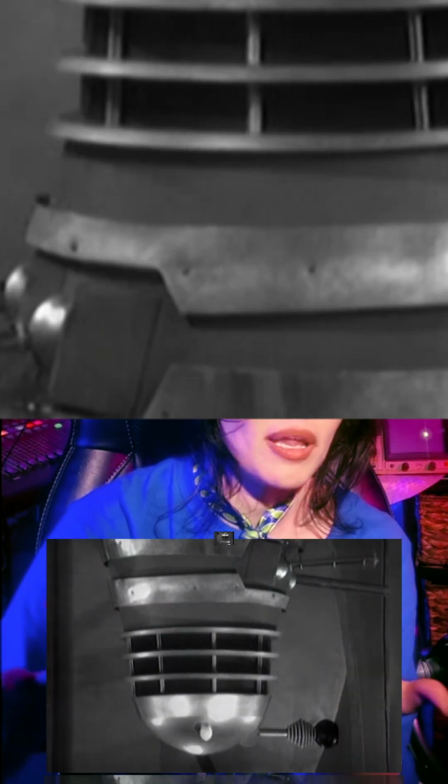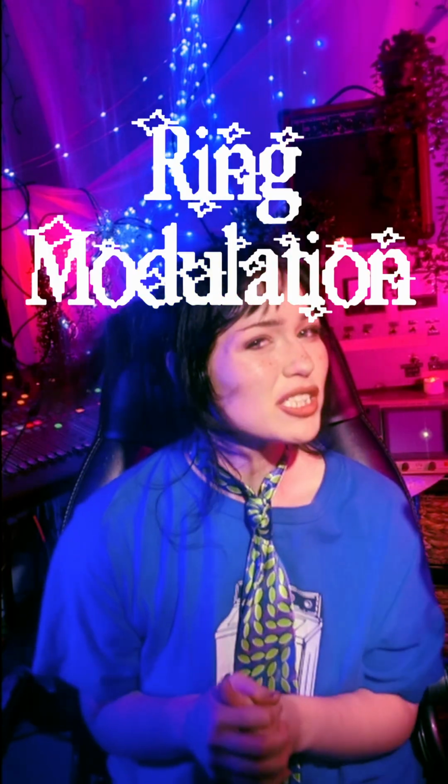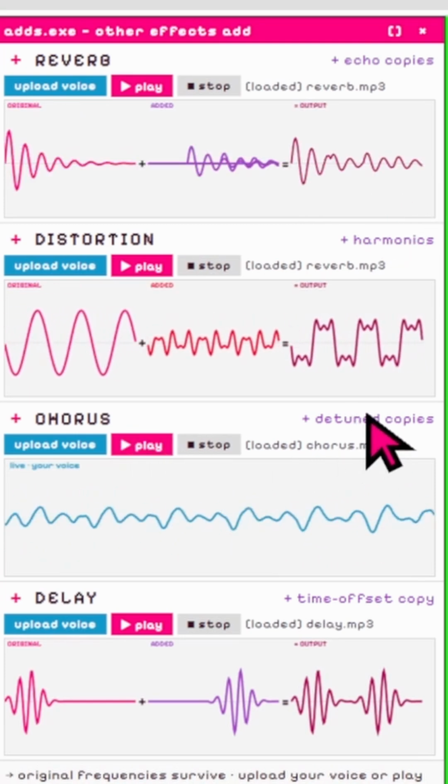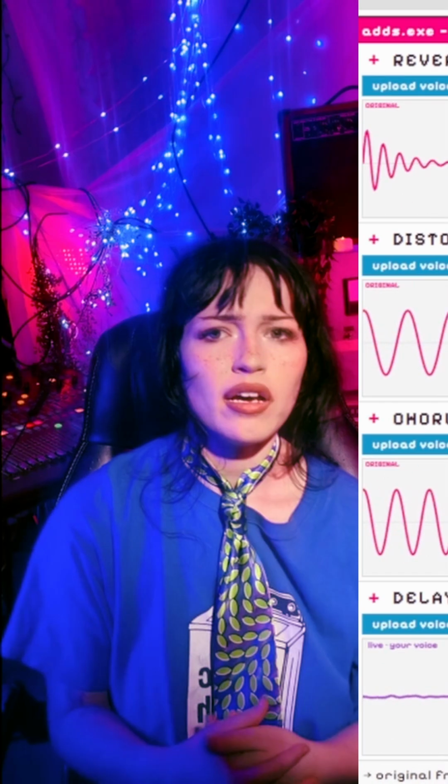And this box does exactly one thing. It multiplies. Sophie here, let's talk about ring modulation, some of the strangest math in audio. Almost every type of effect you hear adds things. Reverb adds echo. Distortion adds harmonics. Chorus adds copies. Delay adds time. Ring modulation, however, doesn't add.